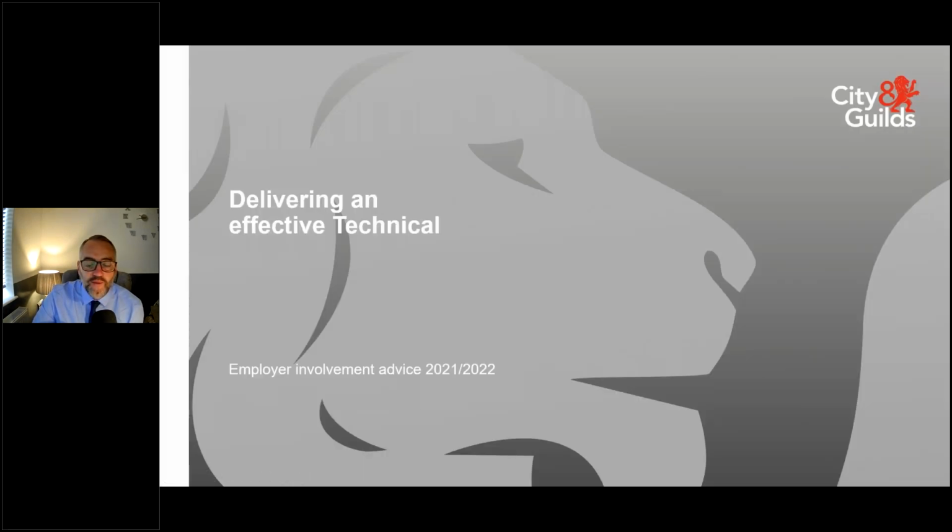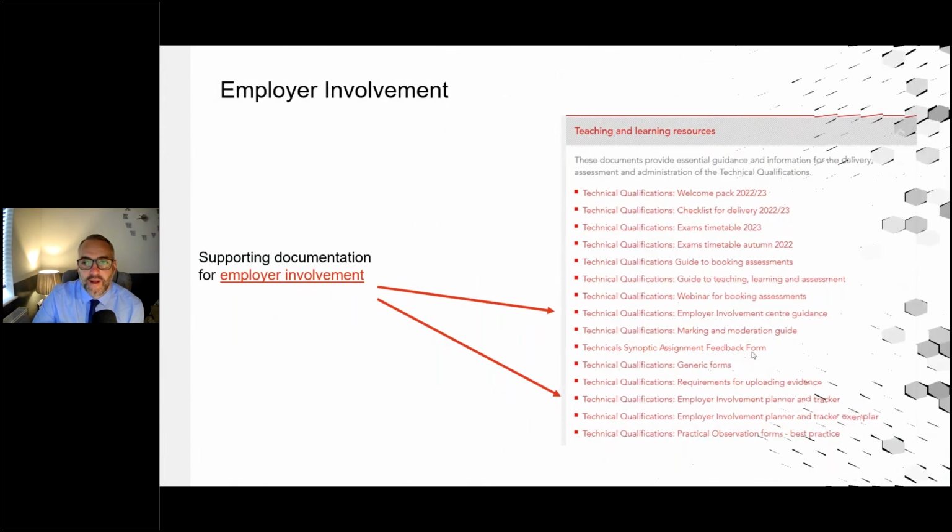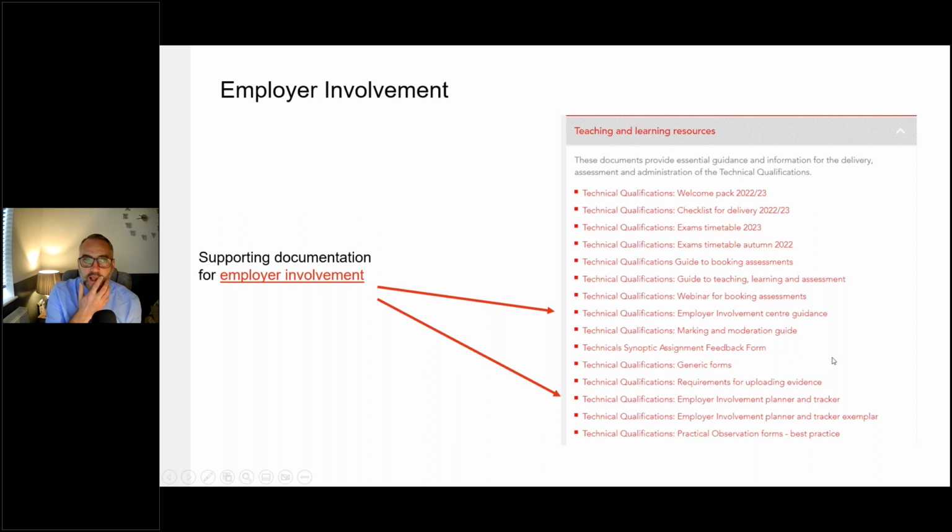So, employer involvement advice. This is an up-to-date snip around employer involvement. Again, lots of questions pop up about employer involvement. I think there's a lot of confusion over it as well, because there's different requirements for T-levels and various different funding pots. What we're interested in here is meeting the requirements for the technical qualification, which is employer involvement.